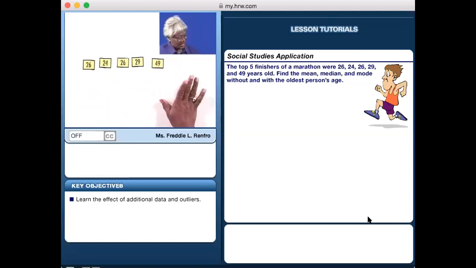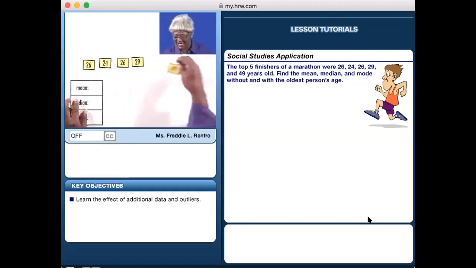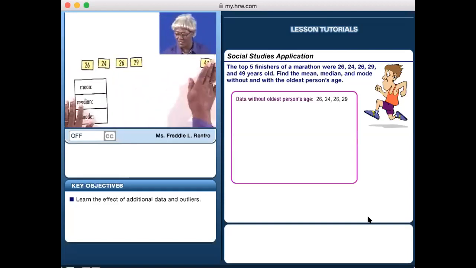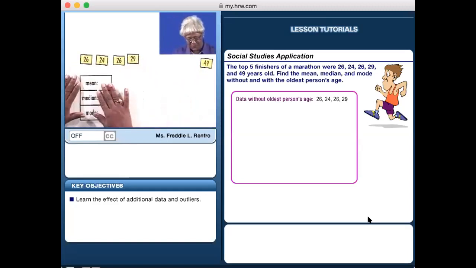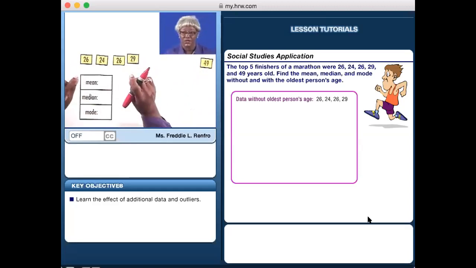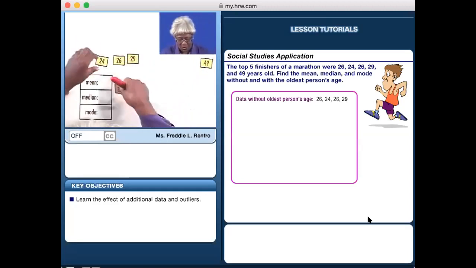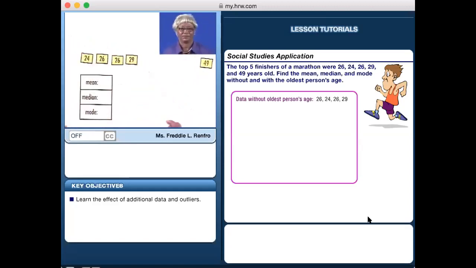Well, let's go ahead and do without. So what I'm going to do is remove 49, of course, the oldest age. I'm going to put 49 over here, and I want to find the mean, median, and mode. I'm going to arrange them in order from least to greatest. So we have 4 ages.